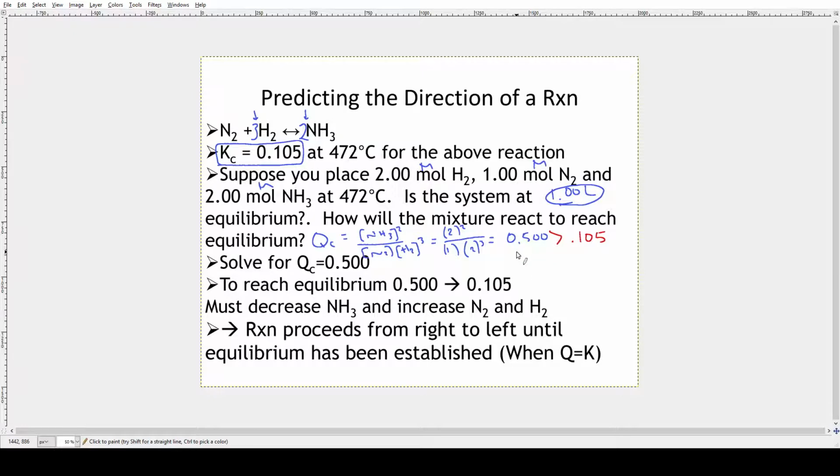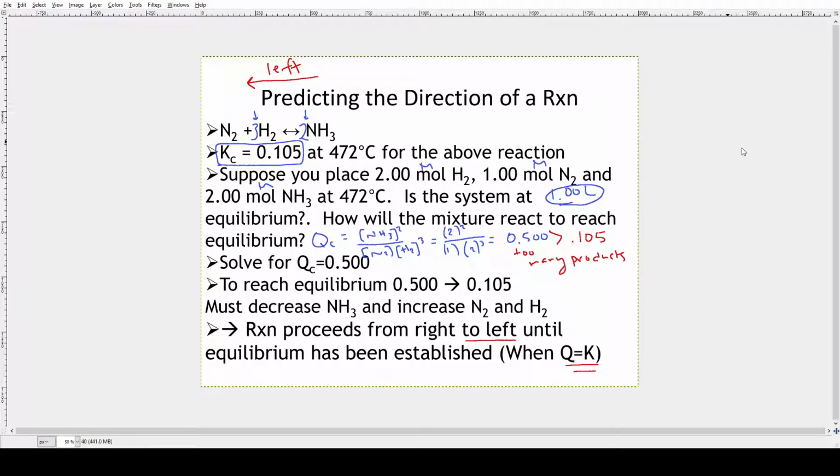Let's see, how should I say that? I'll just write too many products. So if I have too many products, I need to change that. So up here, if ammonia is my product, I need to shift away from the products. I need to shift to the left in order to increase my reactant concentration. So here it is written in different words. Reaction is going to proceed from right to left. It's proceeding to the left until equilibrium has been established, when Q finally equals K.